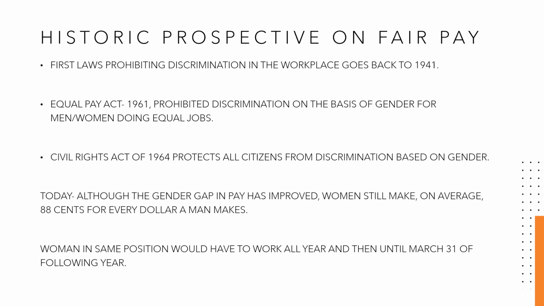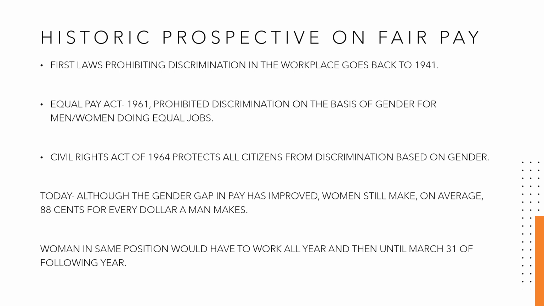The chapter begins with the topic of fair pay. Let's look at a historical perspective. The first laws prohibiting discrimination in the workplace go all the way back to 1941. In 1961, the Equal Pay Act was established, which prohibited discrimination on the basis of gender for men and women doing equal jobs. And of course, we're all familiar with the Civil Rights Act of 1964 that protects all citizens from discrimination based on gender, among other reasons.